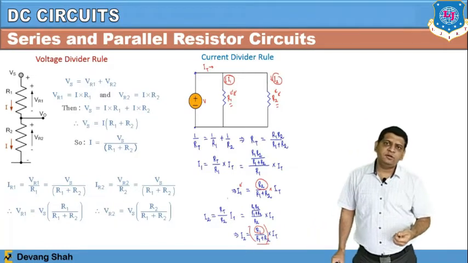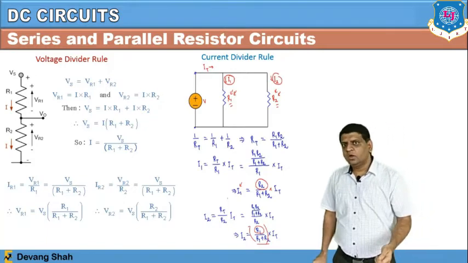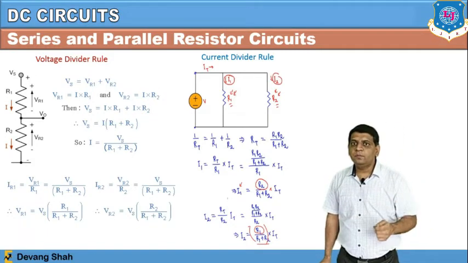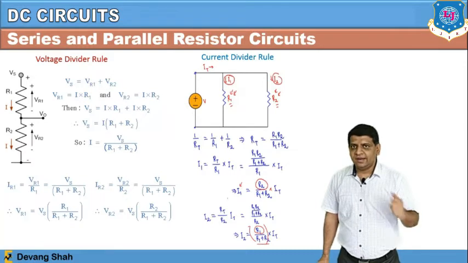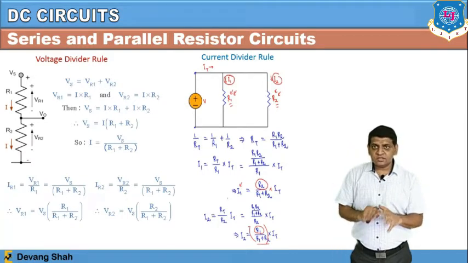Once you also calculate I2, that is equal to R1 divided by R1 plus R2 into total current IT. Right, now see what is interesting here.